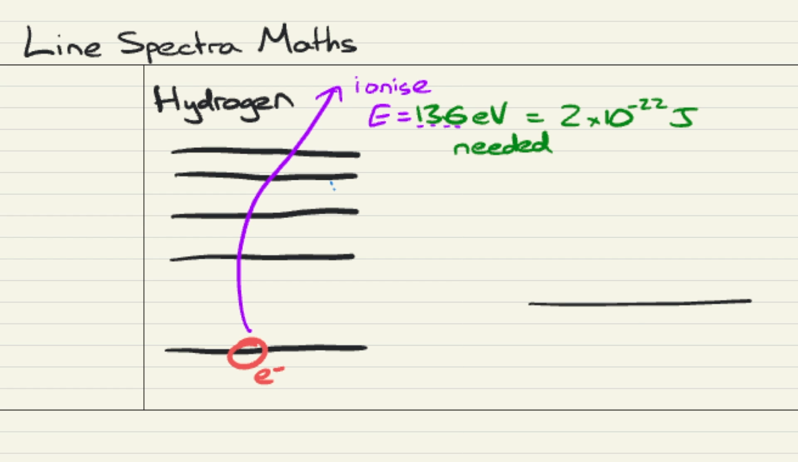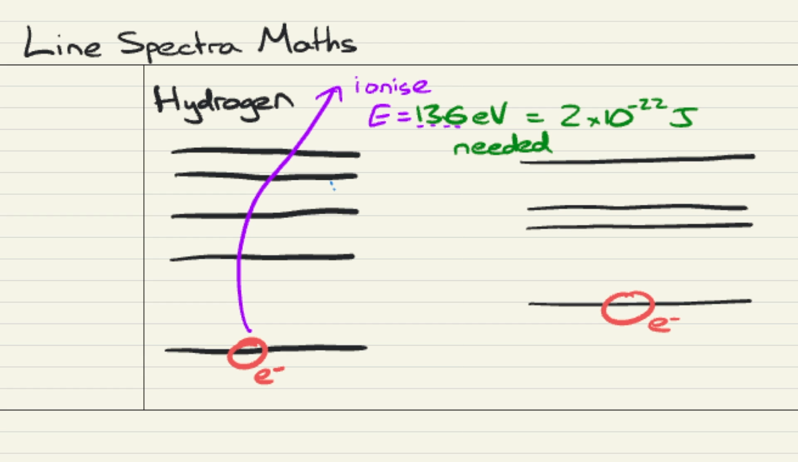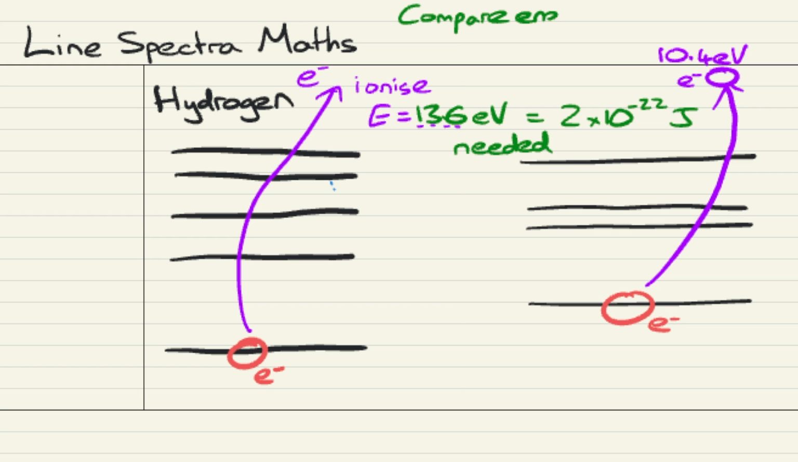Over here we have a mercury atom and it has 1 electron in the ground state as well. Notice though that the pattern of energy levels is different here. Also, we need to provide 10.4 electron volts to remove the electron from the atom. So, we now have 2 electrons that have been freed from their atoms. How much energy do they have?